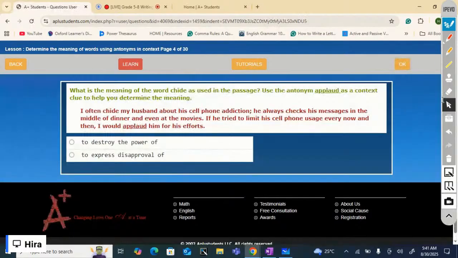What is the meaning of the word chide as used in the passage? Use the antonym applaud as a context clue. I often chide my husband about his cell phone addiction. He always checks his messages in the middle of dinner and even at the movies. If he tried to limit his cell phone usage every now and then, I would applaud him for his efforts. If you don't know the meaning of applaud, it means appreciate. And chide is the opposite of appreciate.